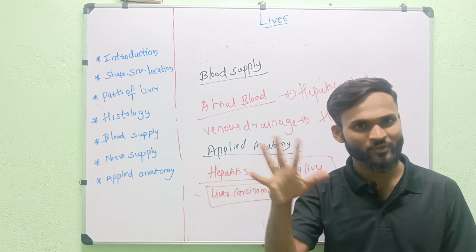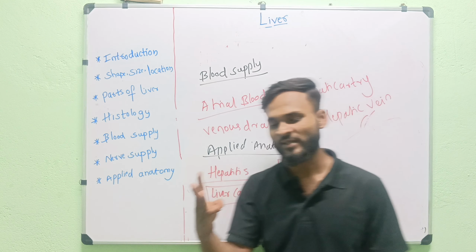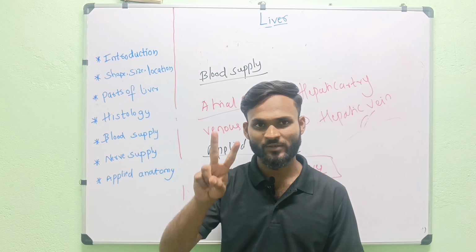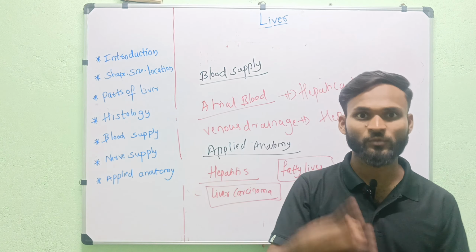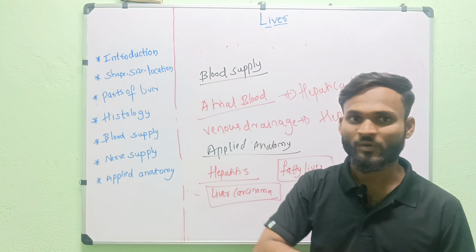Then we discussed the parts of the liver. The liver mainly has 4 lobes. 2 lobes are main lobes and 2 lobes are accessory lobes. The 2 main lobes are known as the right lobe and left lobe. The 2 accessory lobes are the quadrate lobe and caudate lobe.